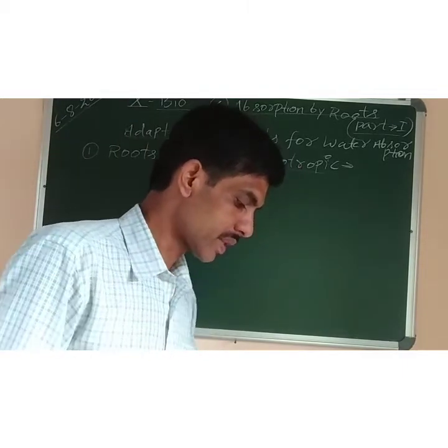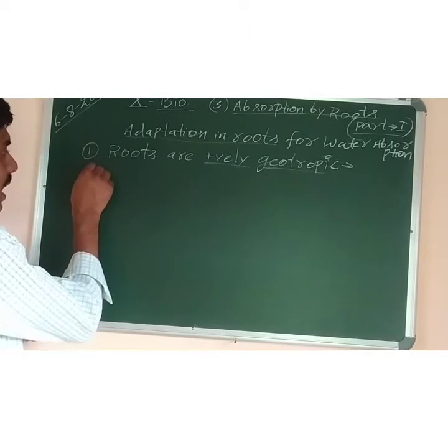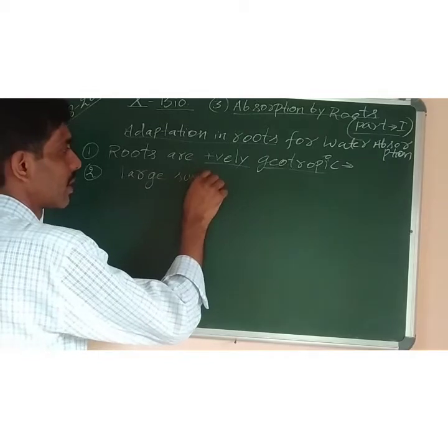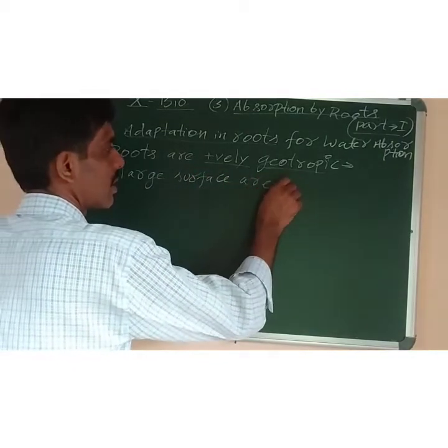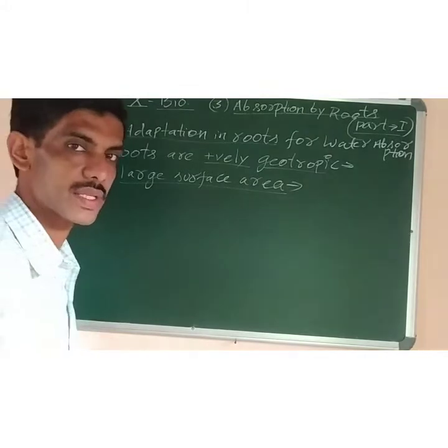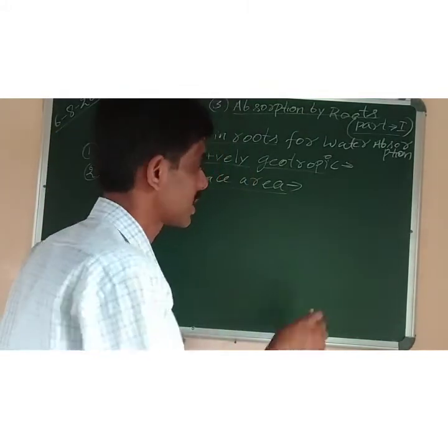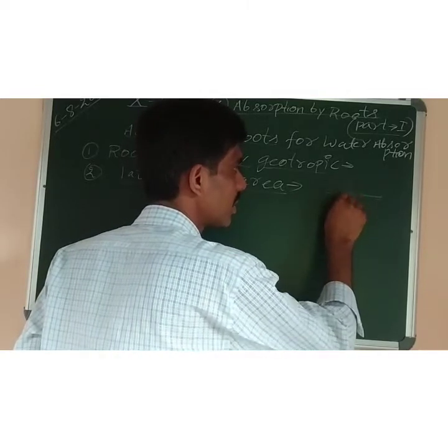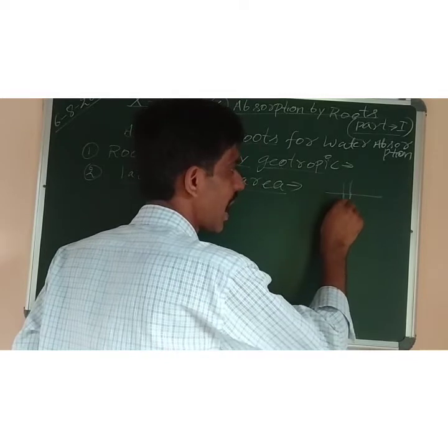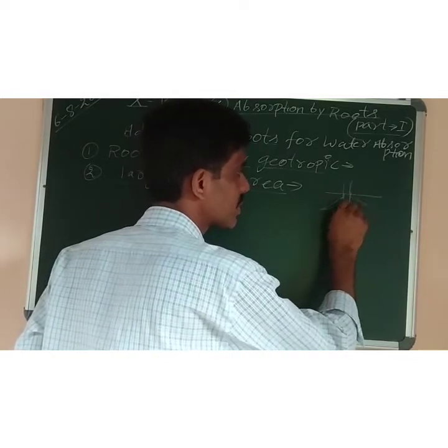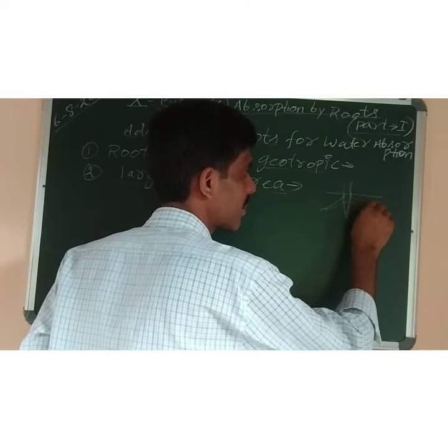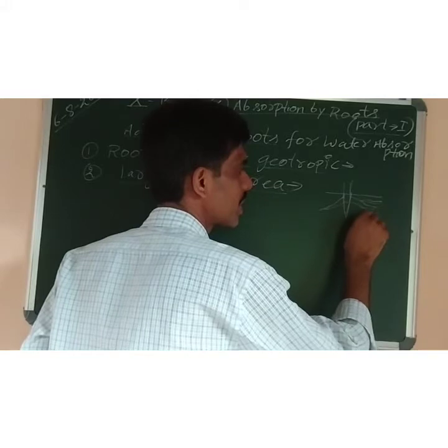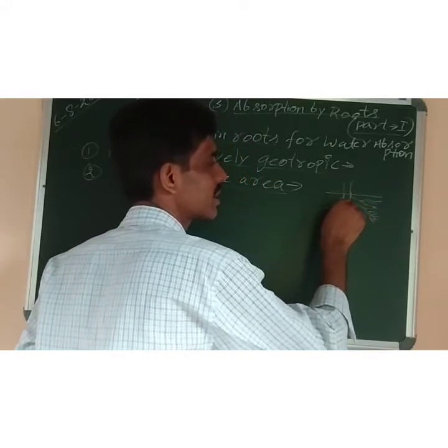Then number 2 is roots have a large surface area. The second one, large surface area. If the surface area of the roots is large, now what makes the surface area of the roots large? You know that a plant has a main thick root that is called the primary root. This is a stem. This primary root has further branches which is called secondary roots, and the secondary roots has further branches which is called tertiary roots. The tertiary roots further contain root hairs, which are present everywhere in the primary, secondary, tertiary roots.